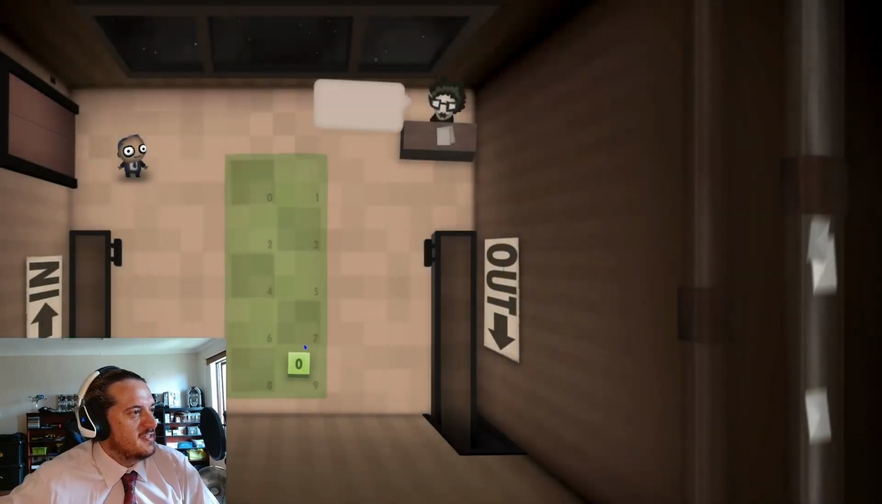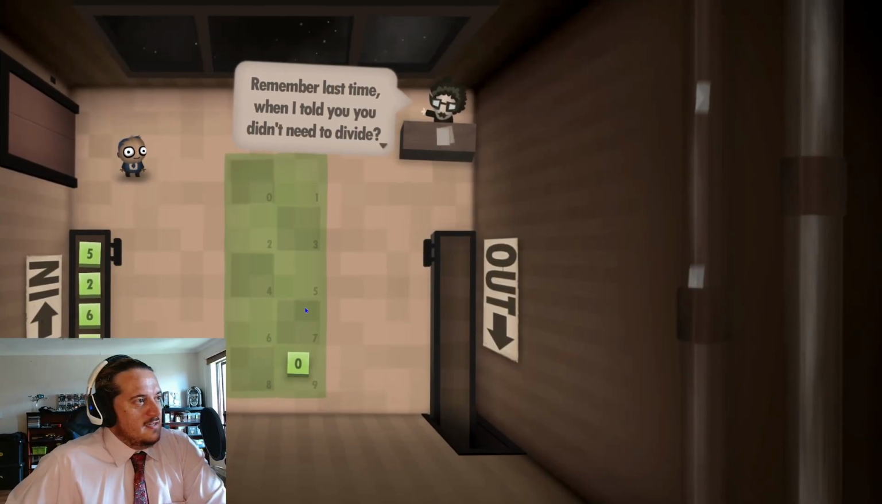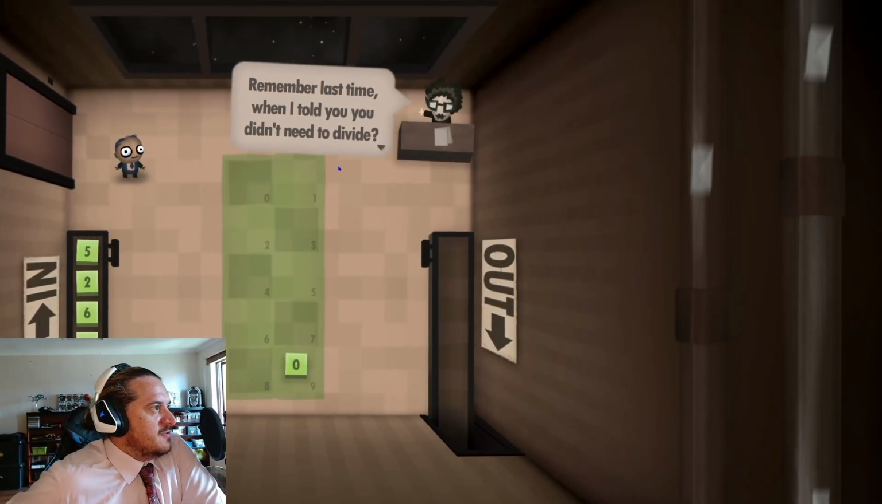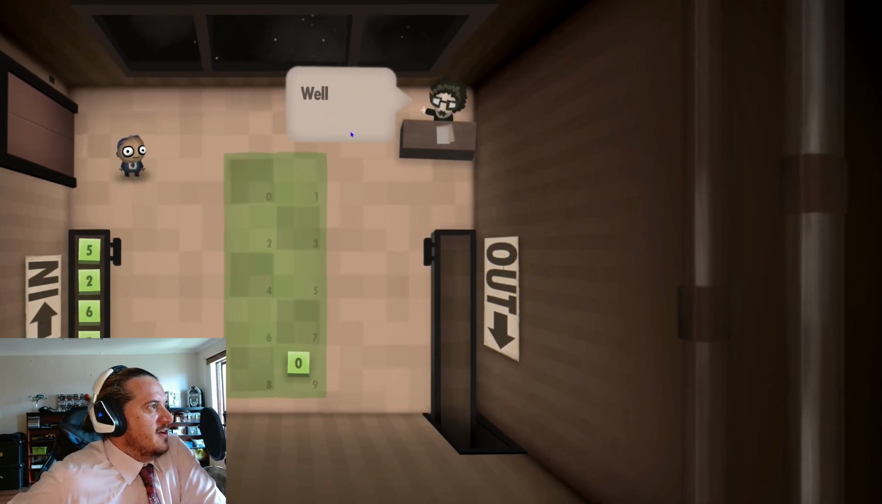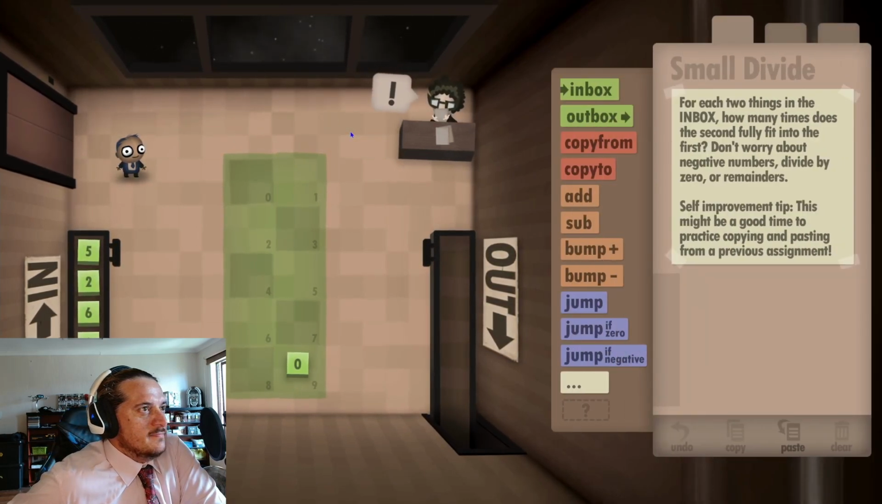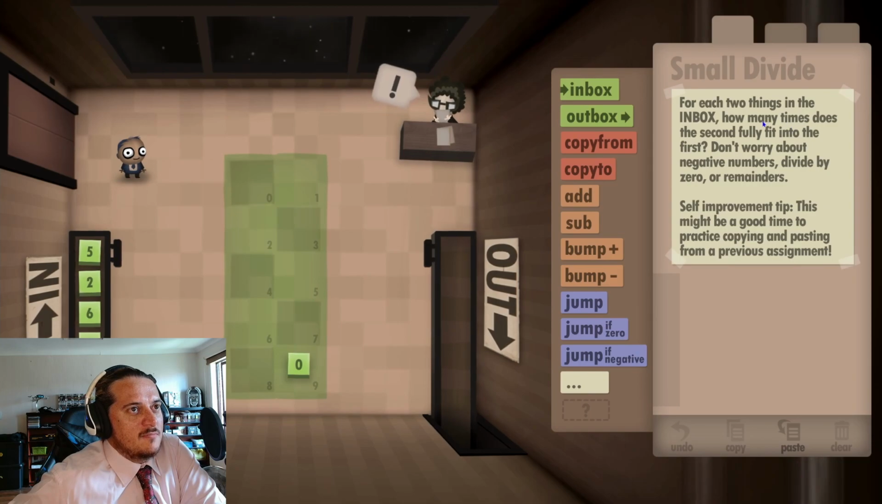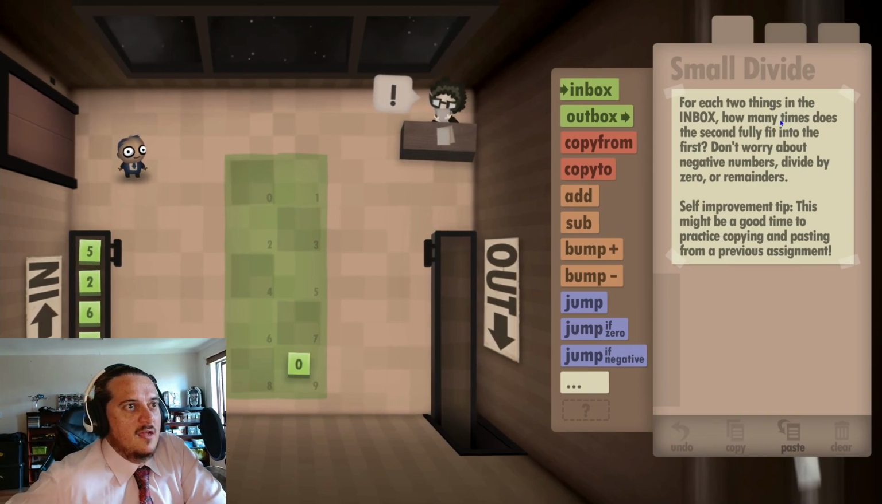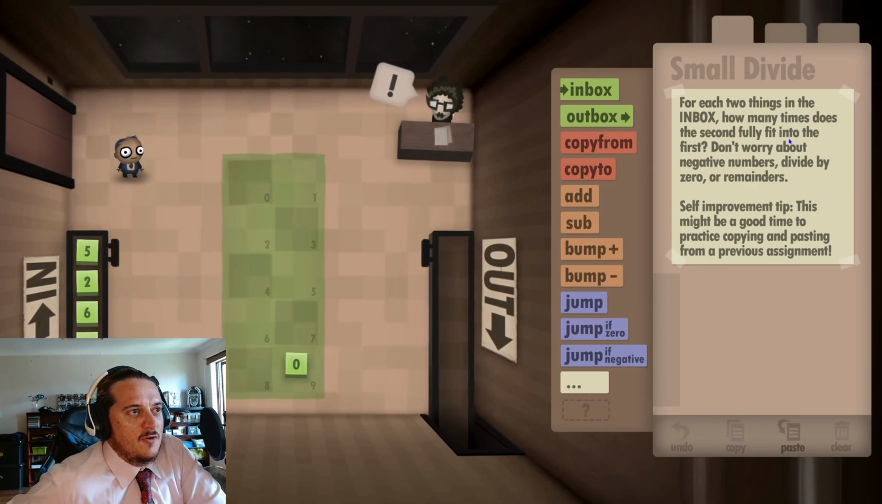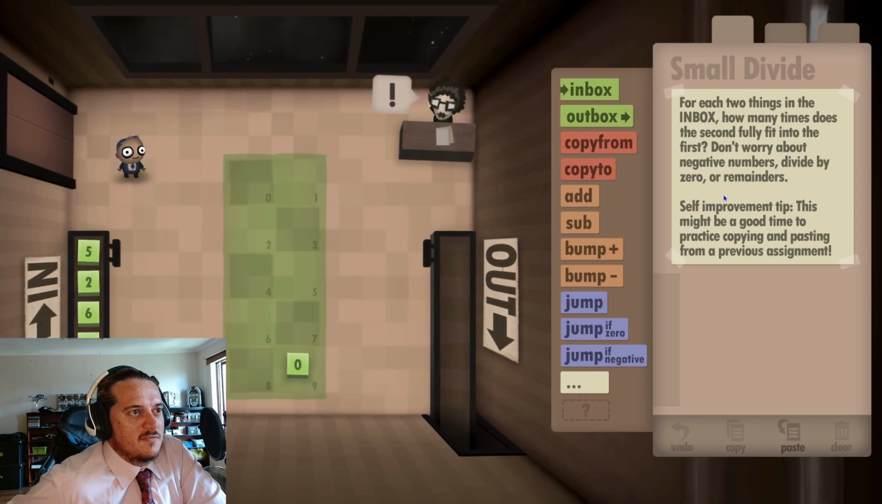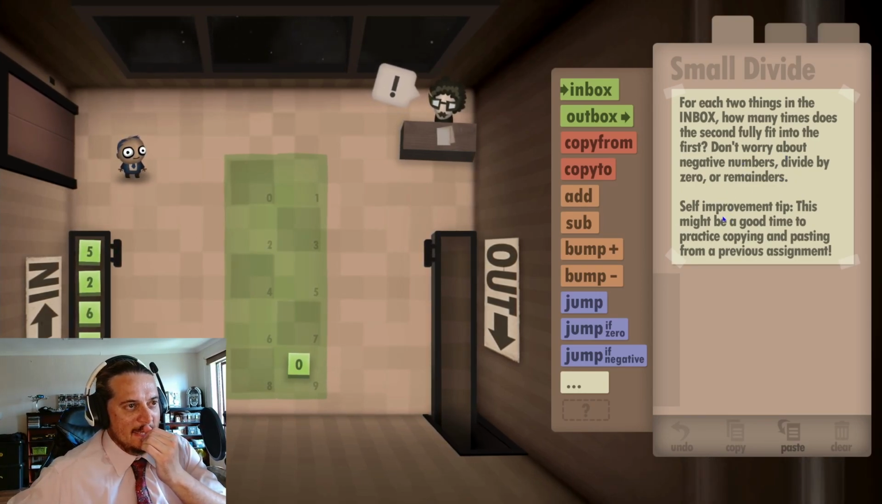Divide, and all I have is a minus. Oh, let's do it. Remember last time when I told you didn't need to divide? Well, now you get to. Oh, thanks. For each 2 things in inbox, how many times does the second fully fit into the first? Don't worry about negatives, dividing by 0 or remainders.